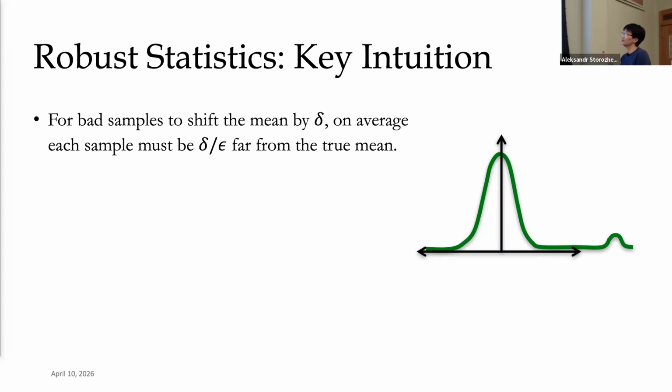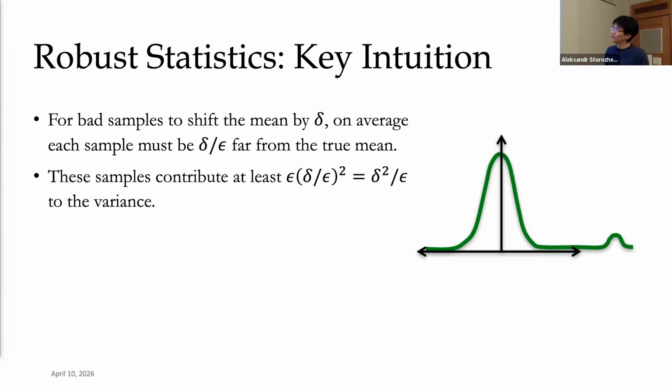Here's intuitively why. This is essentially Cauchy-Schwarz. If I want to shift my true mean by delta, but I have control only over an epsilon fraction of the samples, I need to put them relatively far away because their total weight is epsilon. They need to be at roughly distance delta over epsilon away from the true mean. This way I have enough influence.